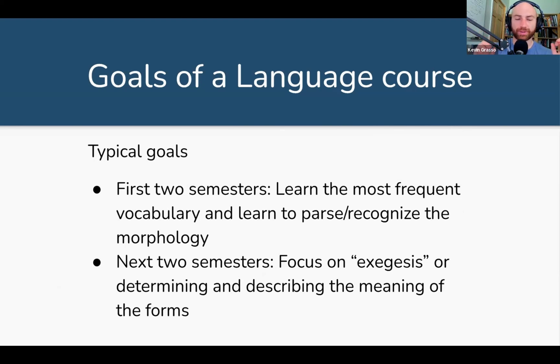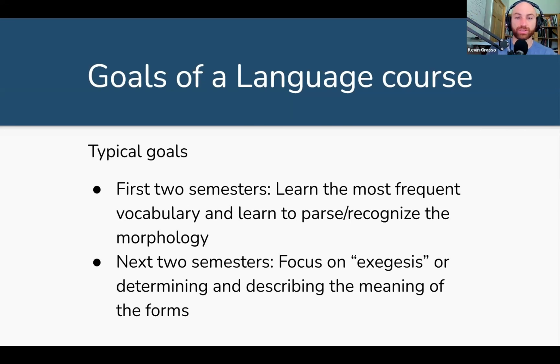So in a typical seminary or university setting, the goals might look something like this. The first 2 semesters, you learn the most frequent vocabulary and learn to parse or recognize the morphology. You want to be able to look at a text, parse it, and gloss the words. Okay, and most of the exercises are built around that kind of thing. The next 2 semesters are often then focusing on exegesis, or determining and describing the meaning of the forms that we just learned in the first 2 semesters. That's typically how universities will structure their language program, both on a macro level and on a micro level.